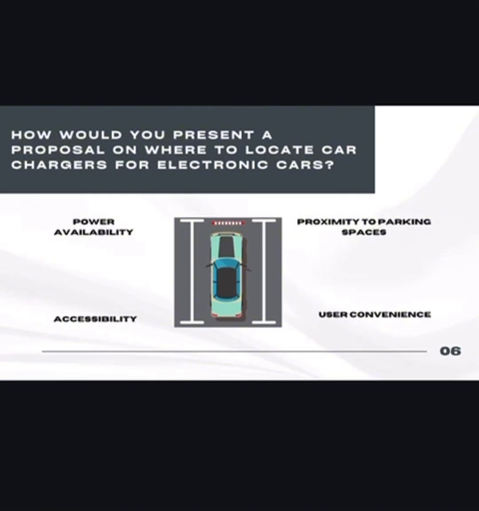Okay, so this is really important also. In here, I just wanted to put the main points. For example, I put power availability, proximity to parking spaces, accessibility, and user convenience. Why did I put these four points separately?